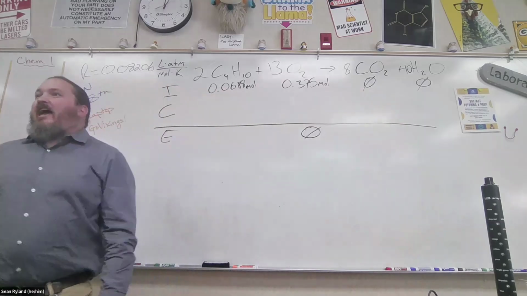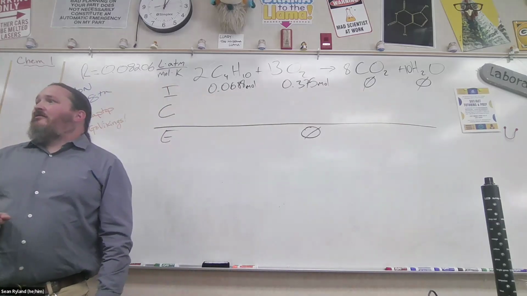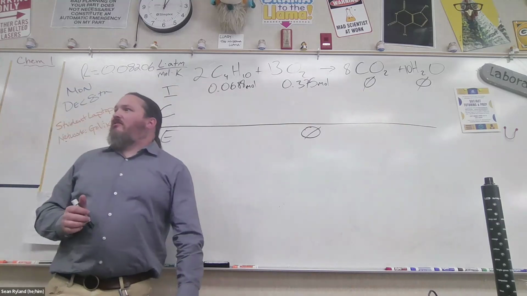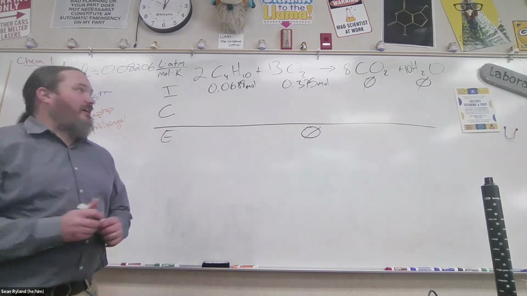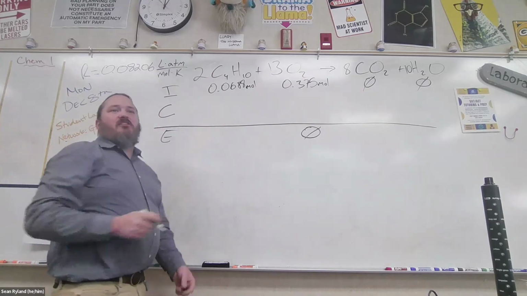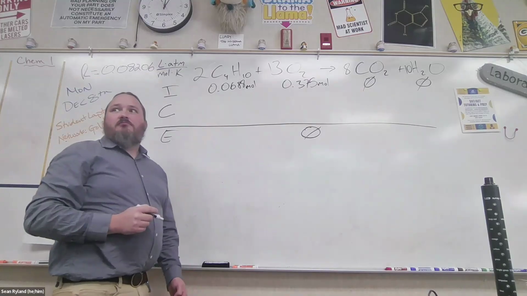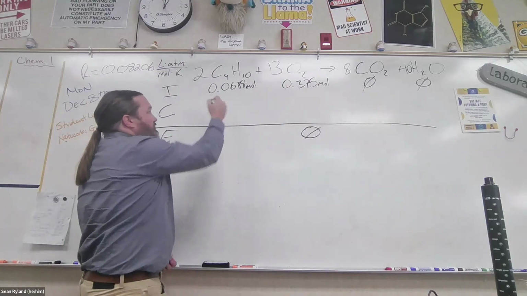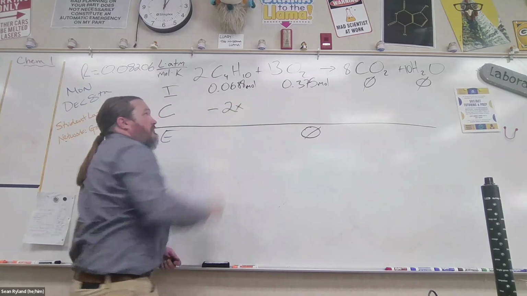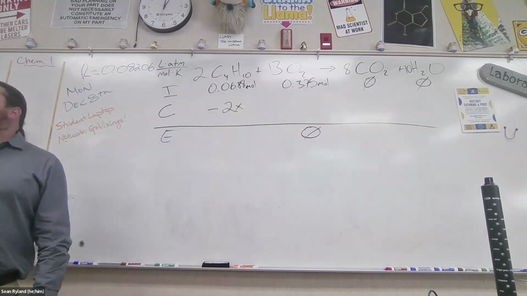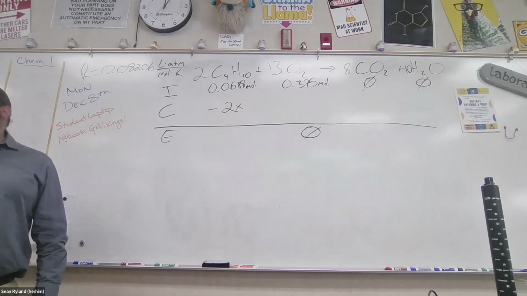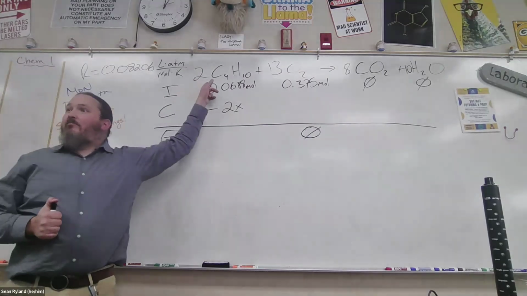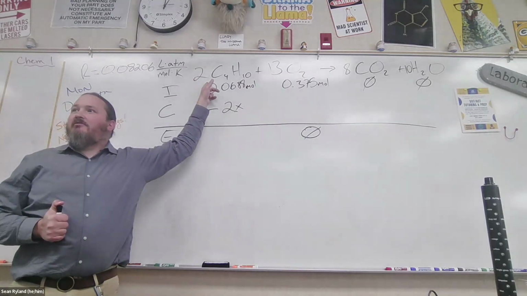If the reaction happens X number of times, how many C4H10s are we going to use? 2X. And are we making them or using them up? We're using them up, right? So we're going to be losing 2X. So where did the 2 come from? Yeah, it's how many moles are in our balanced reaction, right?